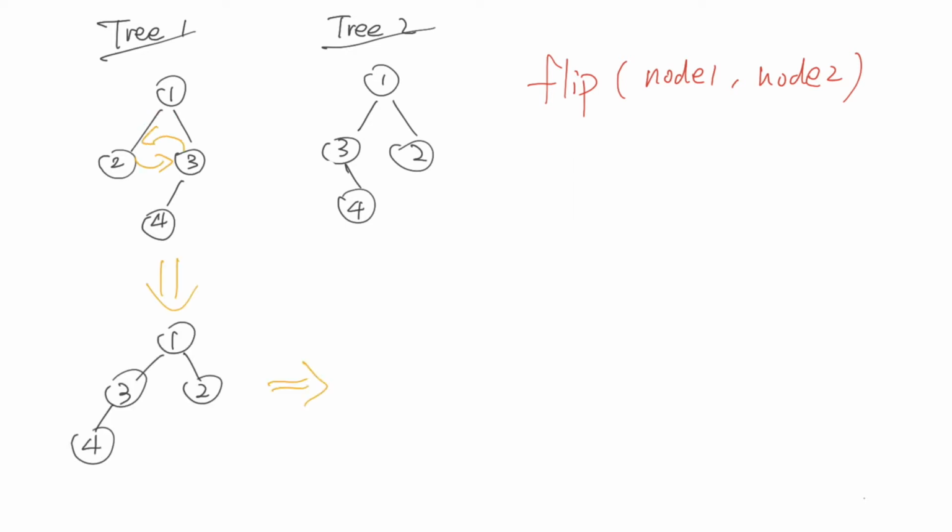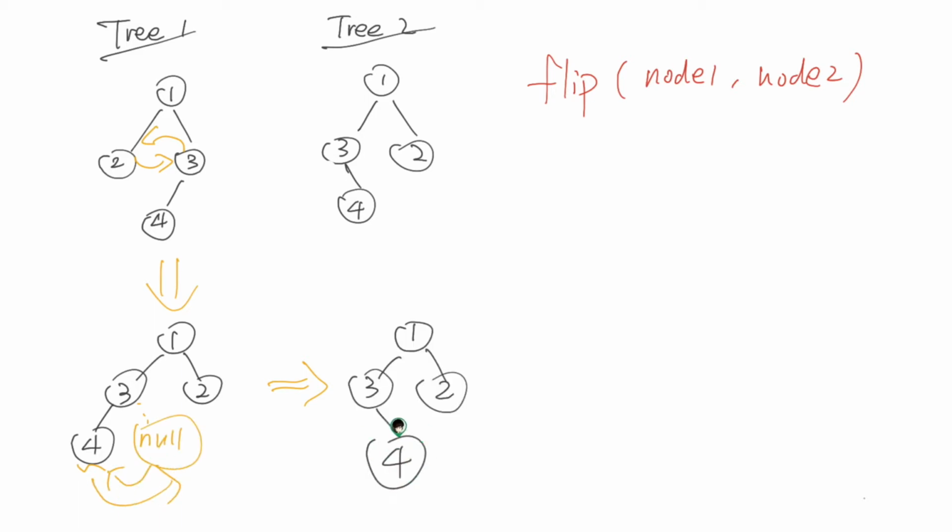We can further swap the child nodes of node 3. As you can see, there's only one child node of node 3, but you can imagine there is an empty node as the right node of node 3. And if we swap them, the new tree becomes like this. Essentially, tree 1 becomes exactly the same as tree 2. So in this particular example, the flip operation should return true.